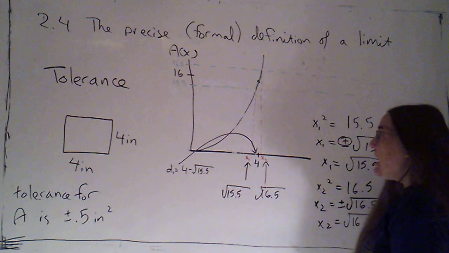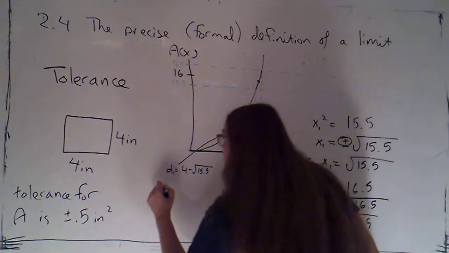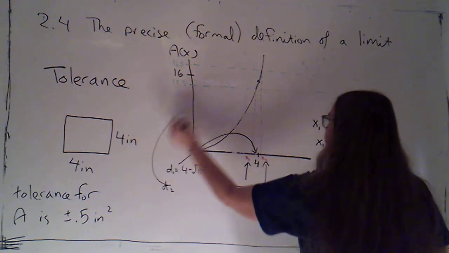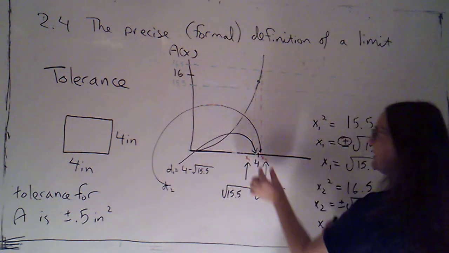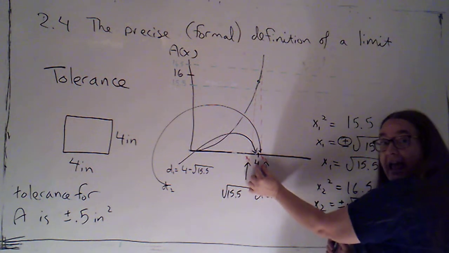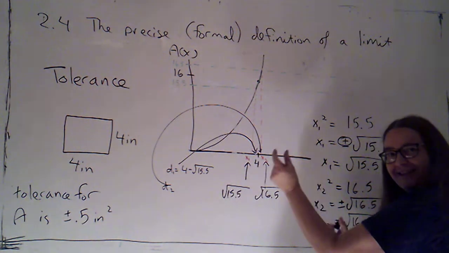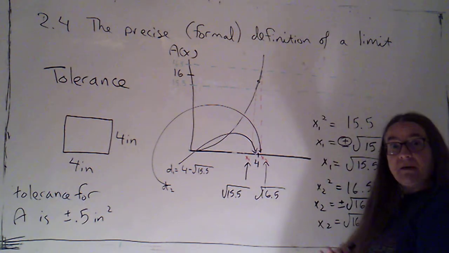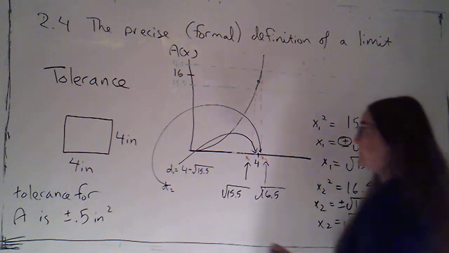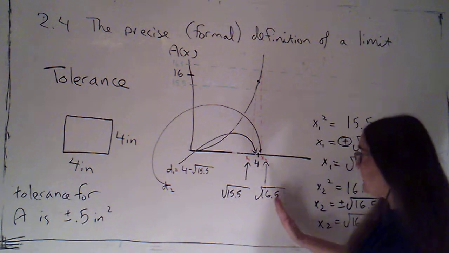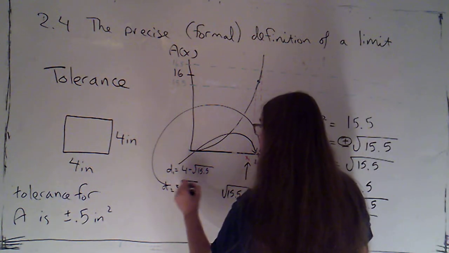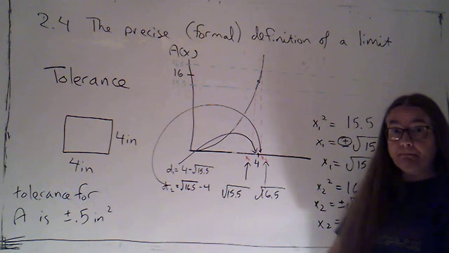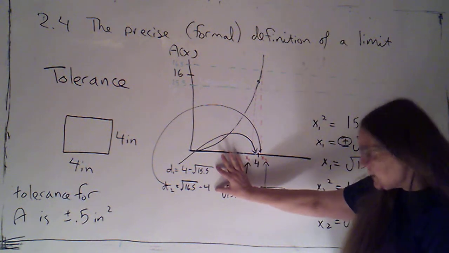All right, d2, that's going to be this distance that I get here between 4 and x2. That's essentially the distance that I can go to the right of 4 and still have my area be in this acceptable range. So now my right endpoint becomes x2. So that's going to be root 16.5 minus 4. Okay, so here are two distances.